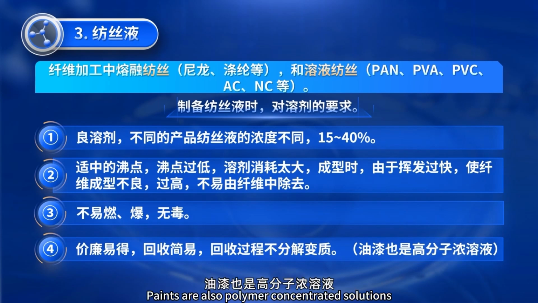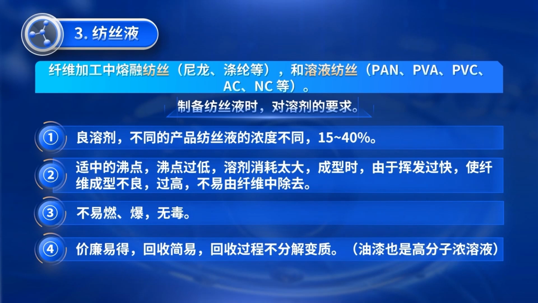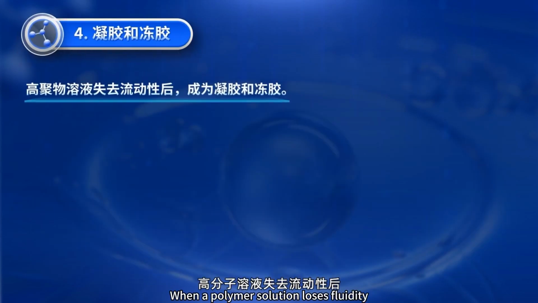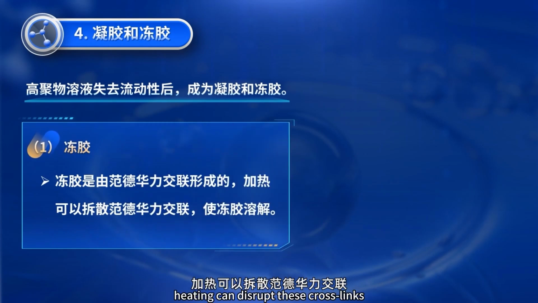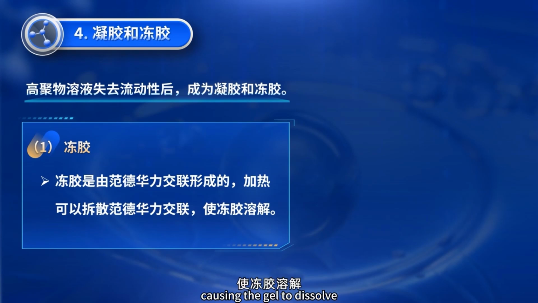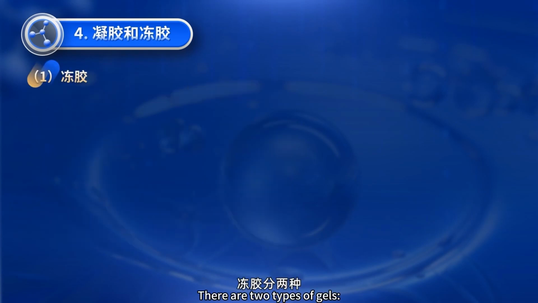Paints are also polymer concentrated solutions. When a polymer solution loses fluidity, it forms a gel. A physical gel forms through crosslinks via van der Waals forces. Heating can disrupt these crosslinks, causing the gel to dissolve. There are two types of gels.